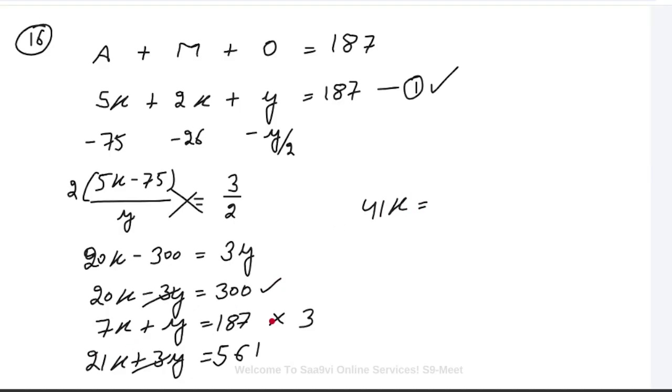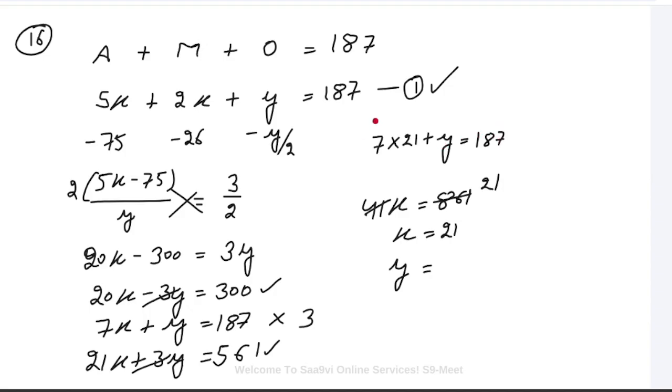That is equal to 300 plus 561, that is 861. Now 41 into 2, 82, and 1 is 41. That means the value of x is 21, and the value of y, if I pick up the first equation, that is 5x plus 2x, 7x plus y. 7 into 21 plus y, that is equal to 187. That means 147 plus y, that is 187. That means y is equal to 40.